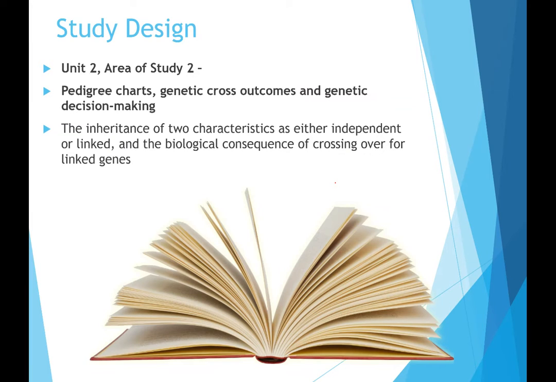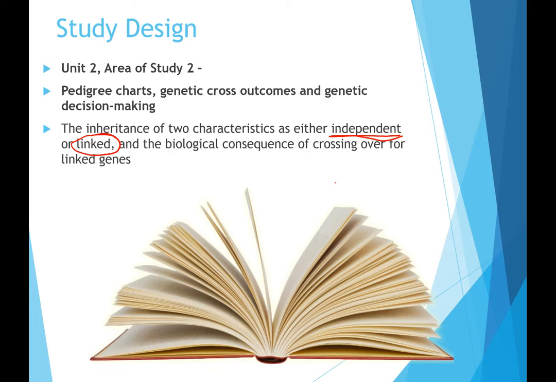Okay, so in the study design, we're still looking at that same area of study design: pedigree charts, genetic cross outcomes, genetic decision making. But we want to talk about the inheritance of two characteristics as linked characteristics and the biological consequences of crossing over for linked genes. So till now we've been talking about independently assorted characteristics.